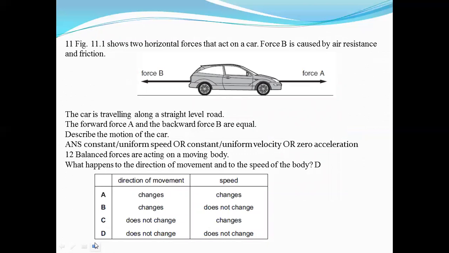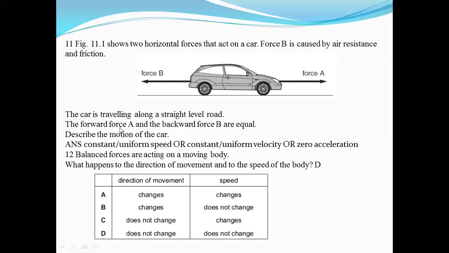The figure shows two horizontal forces that act on a car. Force B is caused by the air resistance and friction. The car is traveling along a straight level road. So over here, two forces are acting in the backward direction. Together, they are said to be the force B. One is the force exerted by the air on the car in the backward direction, and other is the friction between the tire and the road acting in the backward direction.